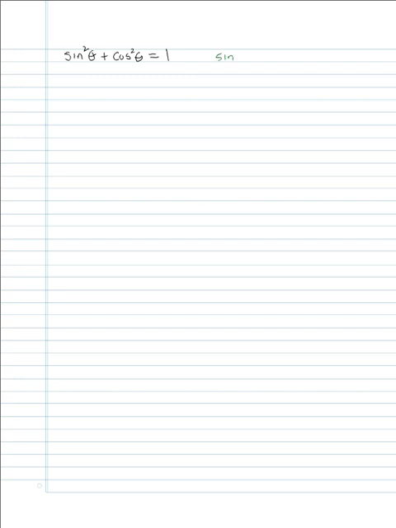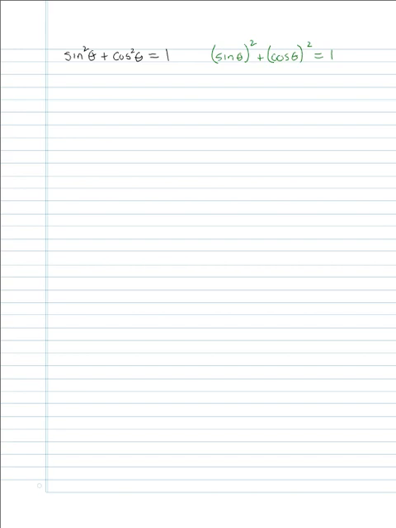This is a fancy notation. When we say sine squared theta, we really mean the sine of theta squared. We're not squaring theta, we're squaring the result of sine of theta. And of course, cosine squared theta is a special way to write the cosine of theta squared, of course, equal to 1.